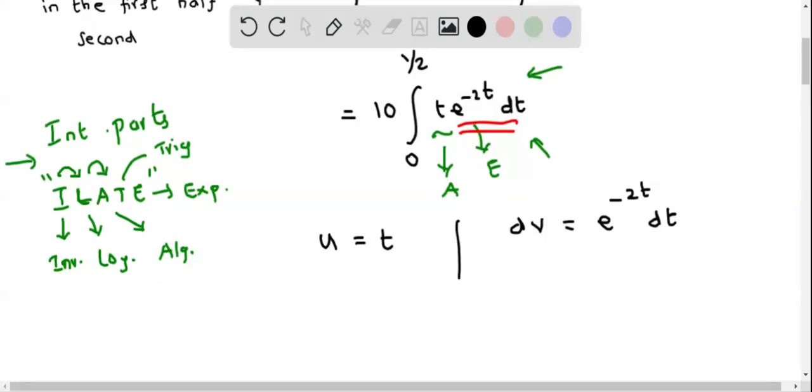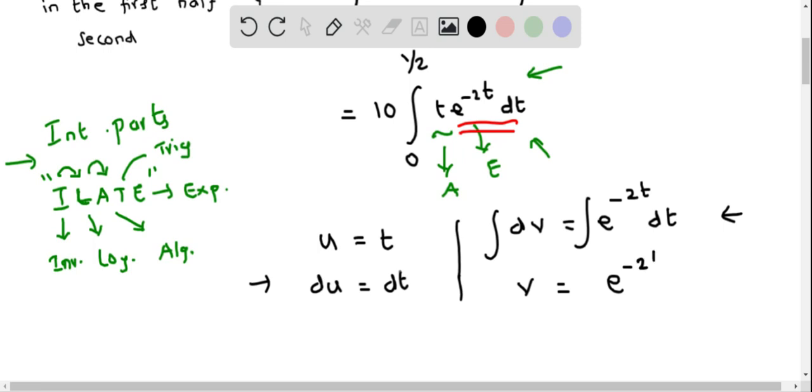So now we have chosen u and dv according to this ILATE rule. Now let's see what we can do from here. On this side, we have to take differentials. The differential of u is du, and this equals dt. And on this side, we have to integrate. That is, the integral of dv is v, so we have to integrate this expression. When we integrate this expression, we get e raised to the power of negative 2t, and then we divide by the derivative of negative 2t. The derivative of negative 2t is negative 2, so we put that here. We will not put the integration constant, because this is a definite integral.